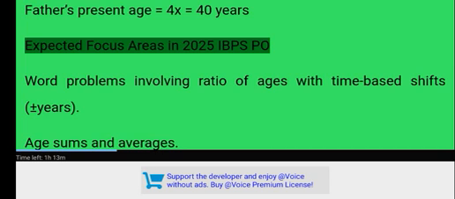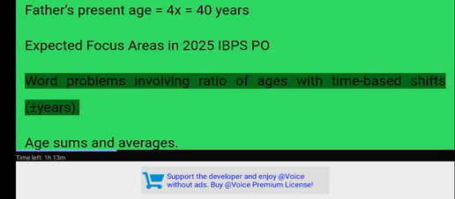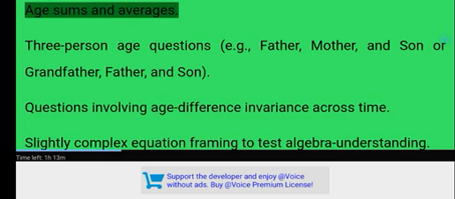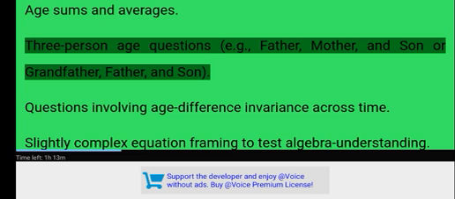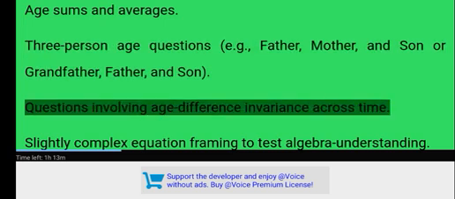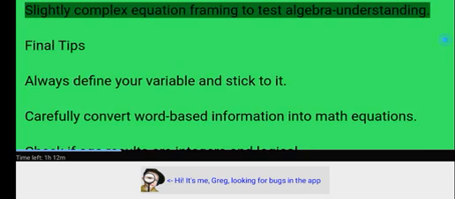Expected focus areas in 2025 IBPS PO: word problems involving ratio of ages with time-based shifts, plus or minus years; age sums and averages; 3-person age questions, for example father, mother, and son, or grandfather, father, and son; questions involving age difference and variance across time; and slightly complex equation framing to test algebra understanding.